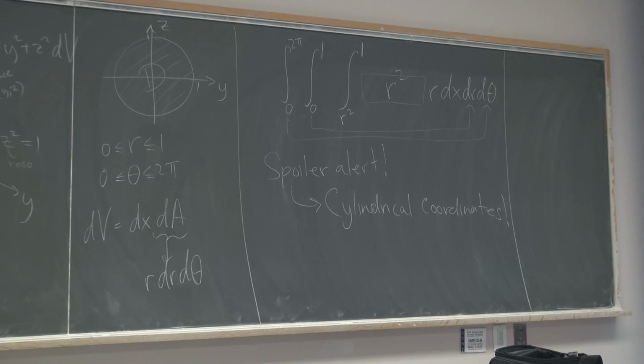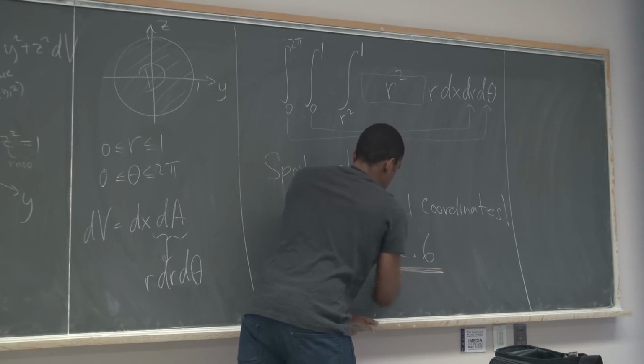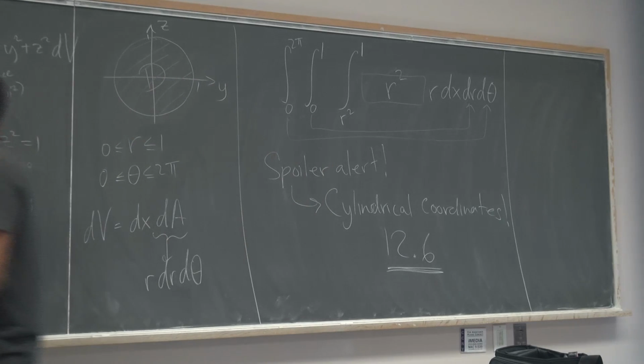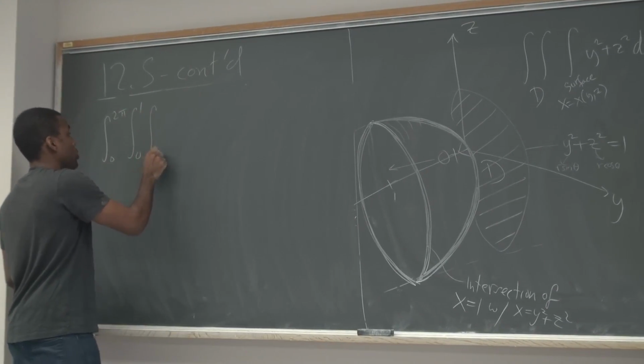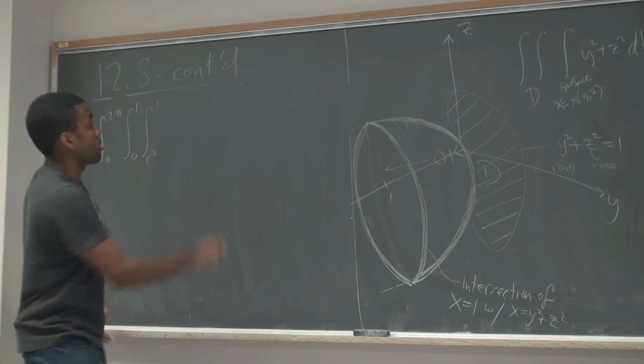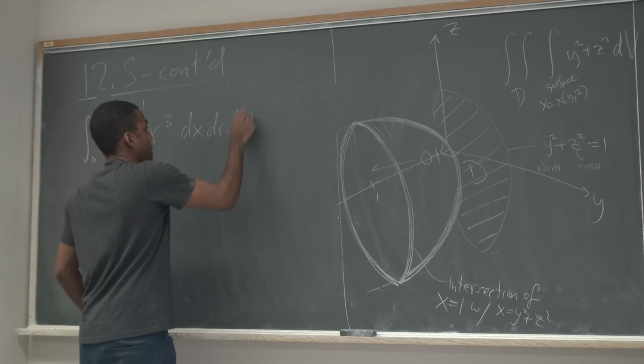Let's evaluate. So spoiler alert, this is section 12.6, which I just taught you the fundamentals of. I probably don't have to teach it now. Okay. We'll go over it. So we have 0 to 2 pi, 0 to 1, r squared up to 1 of r cubed dx dr d theta.